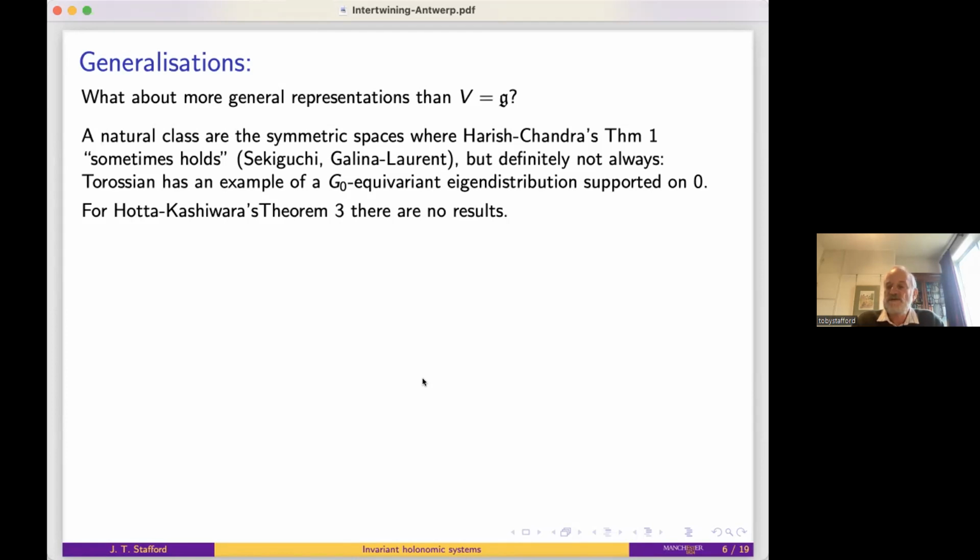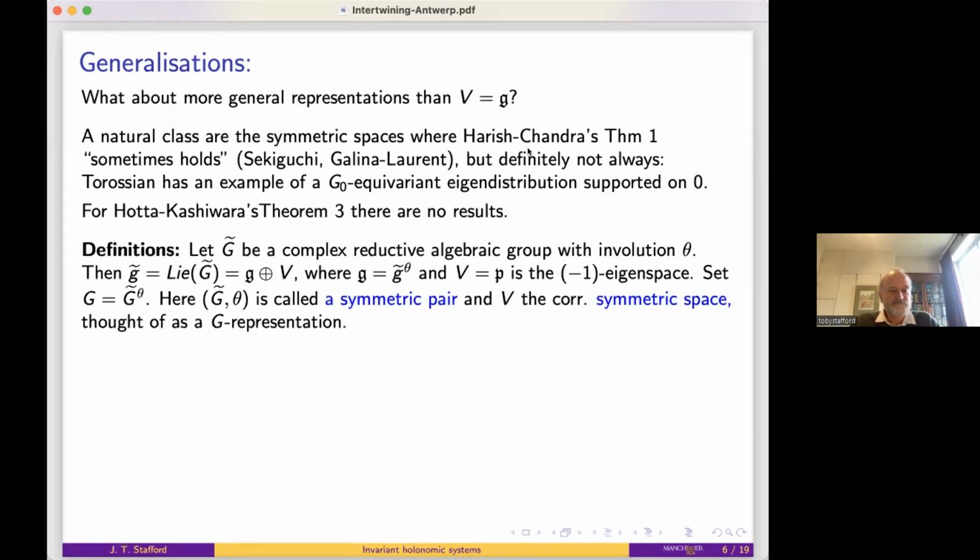So what I'd like to do in this talk is to explain what's really going on with these results. Why is it happening sometimes and not others? And how do they fit together? And also, what about the Hotta and Kashiwara result? So to do that, I better give you the definitions.